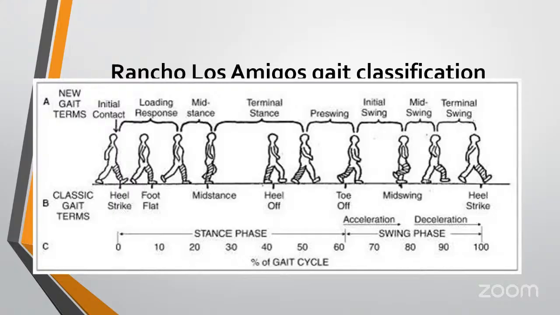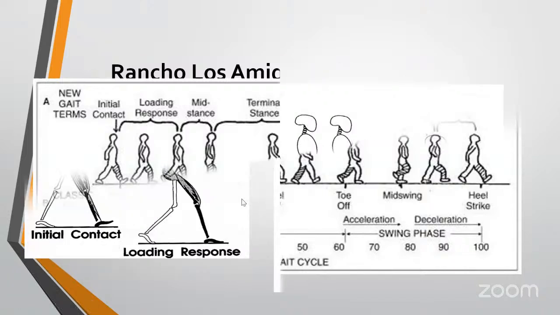You go for the greater percentage, which is the stance phase. If you have a good stance phase, you have a chance of getting a good gait pattern, because that's the majority of the gait cycle, the stance phase. We could see it start from 0 up to 60. And okay, we'll see the breakdown later.